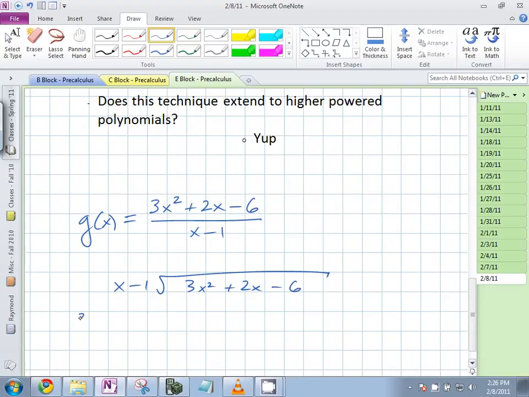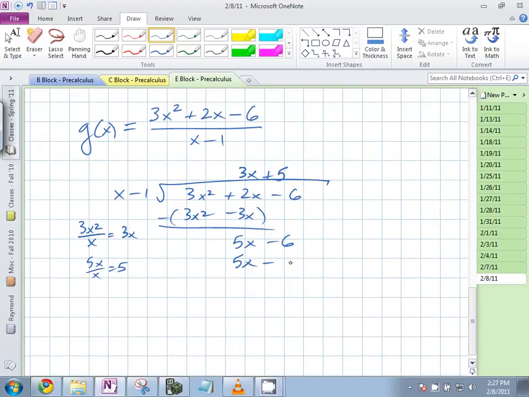3x squared is the first leading over what? X. And that x is going to stay the same, so it turns into 3x. 3x times x is? Subtract. What do you get? Minus 6. So it turns into 5x over x is plus 5. So you get 5x minus, and you subtract, and what do you end up with?